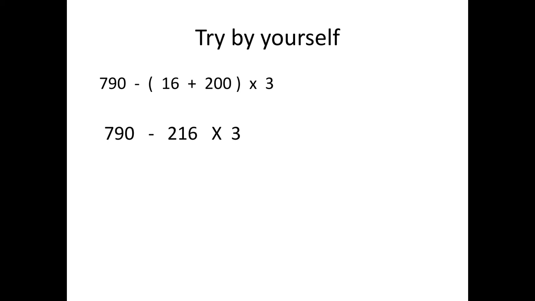I will leave the 790 as it is. I will leave the minus as it is. Now multiply 216 by 3. It will give you 648. Now subtract, normal subtraction. This is the last sign with us, so we will do it now. It will give you 142.